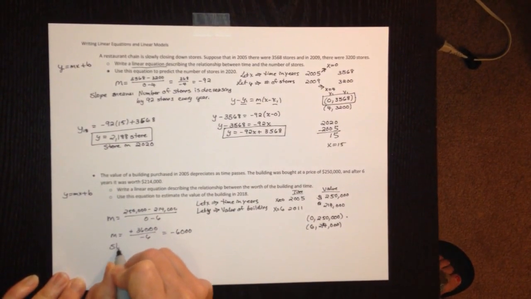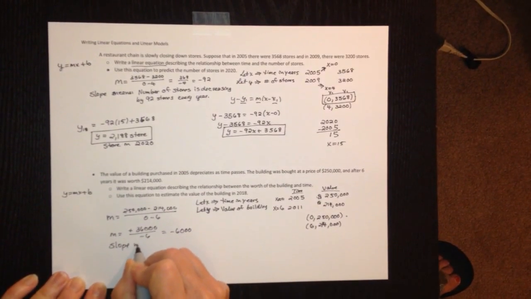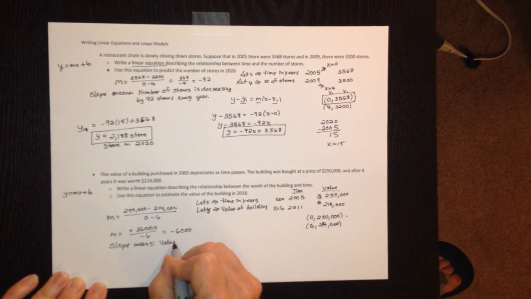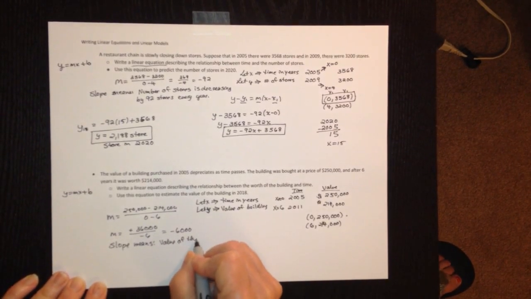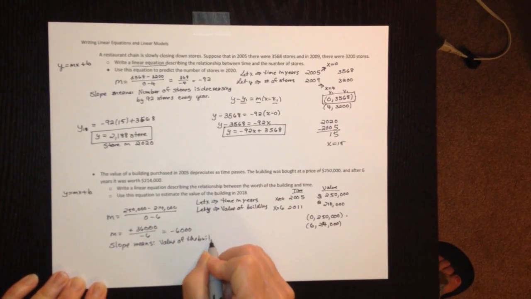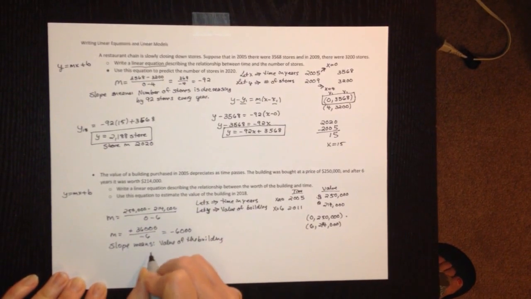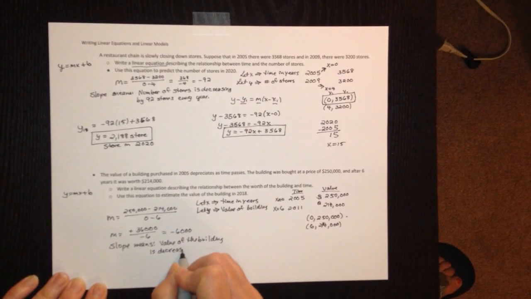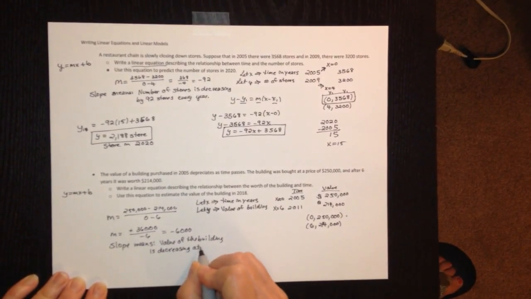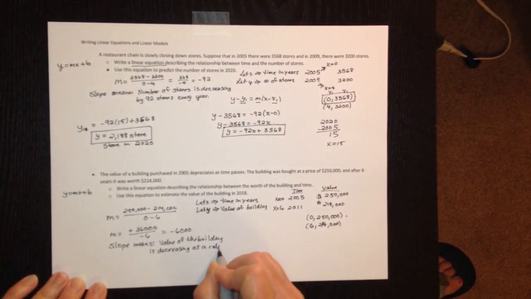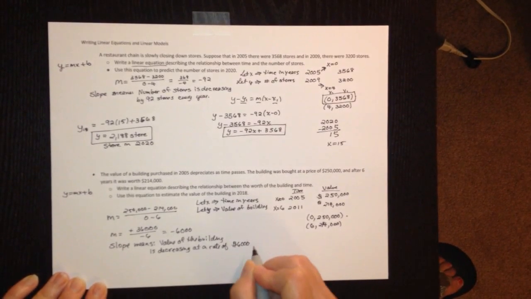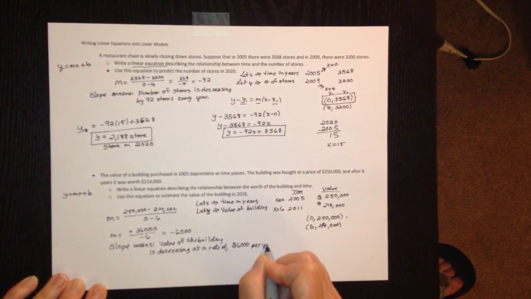What the slope means is that the value of the building is decreasing at a rate of $6,000 per year.